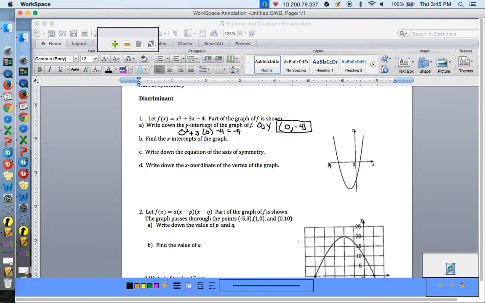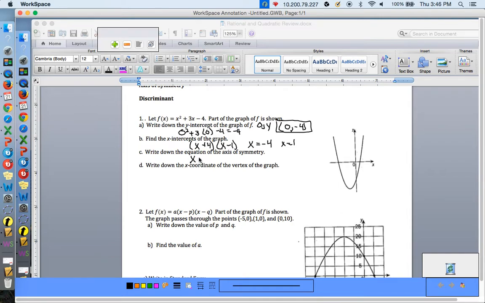To find the x-intercepts, if we factor this, it factors into x plus 4 and x minus 1. So our x-intercepts are x equals negative 4 and x equals 1.